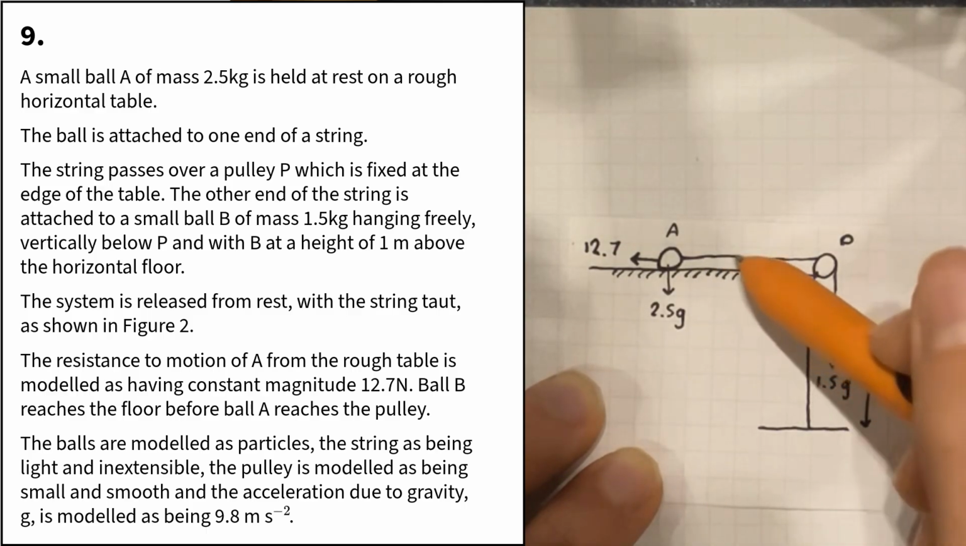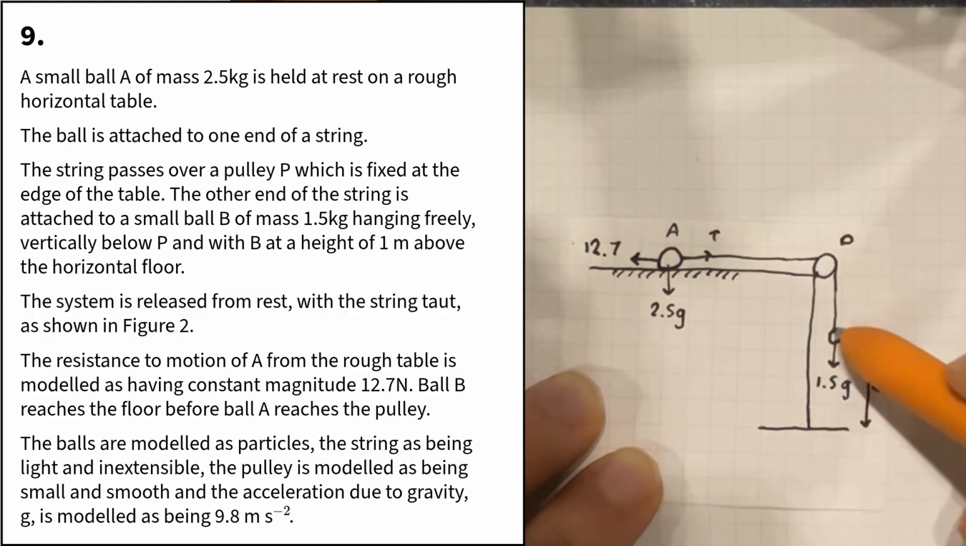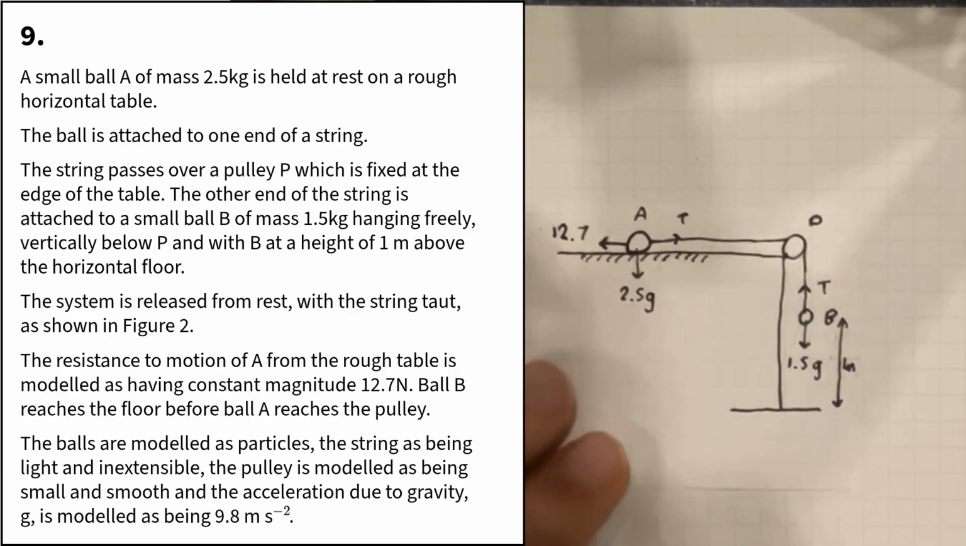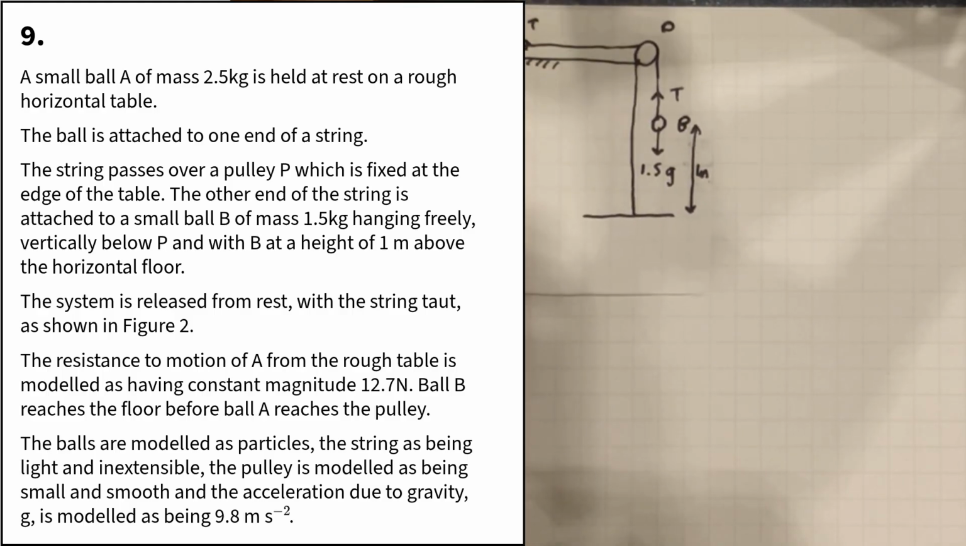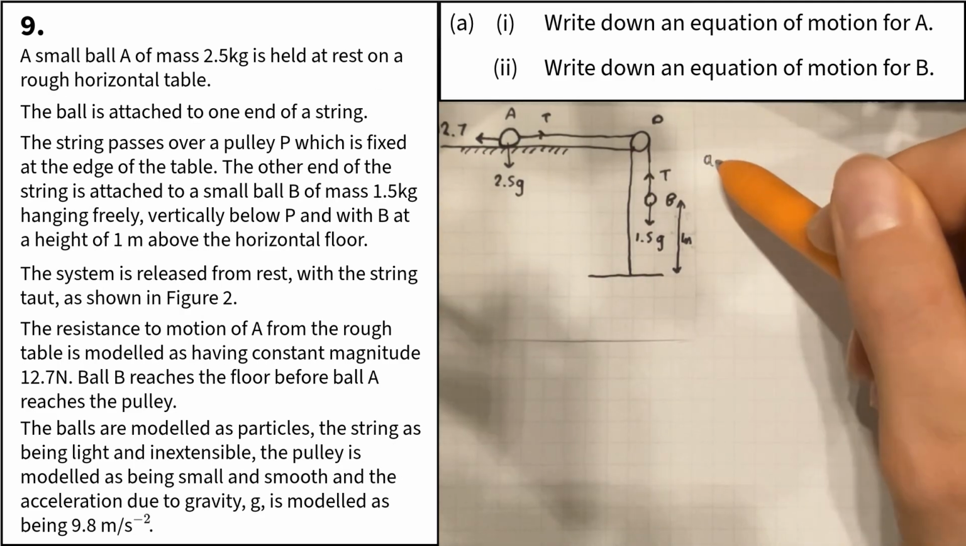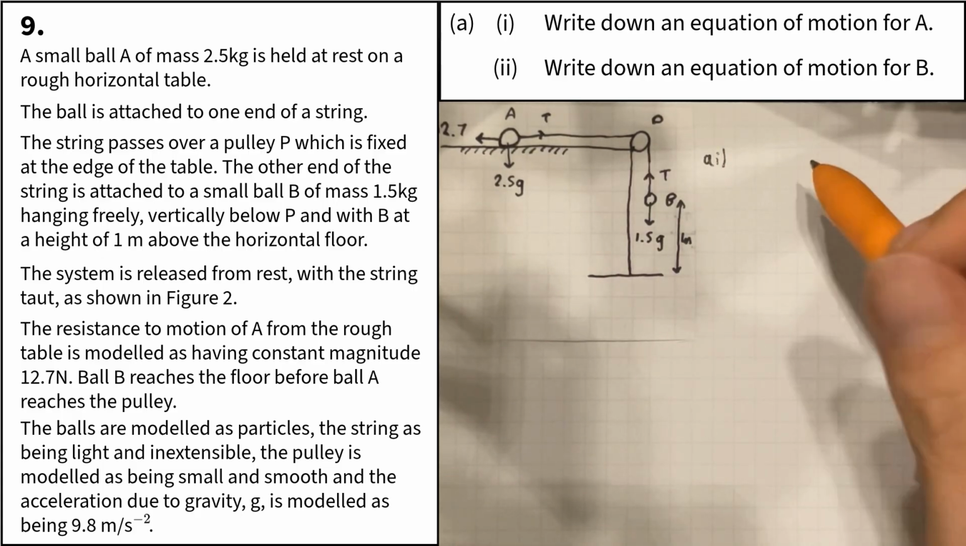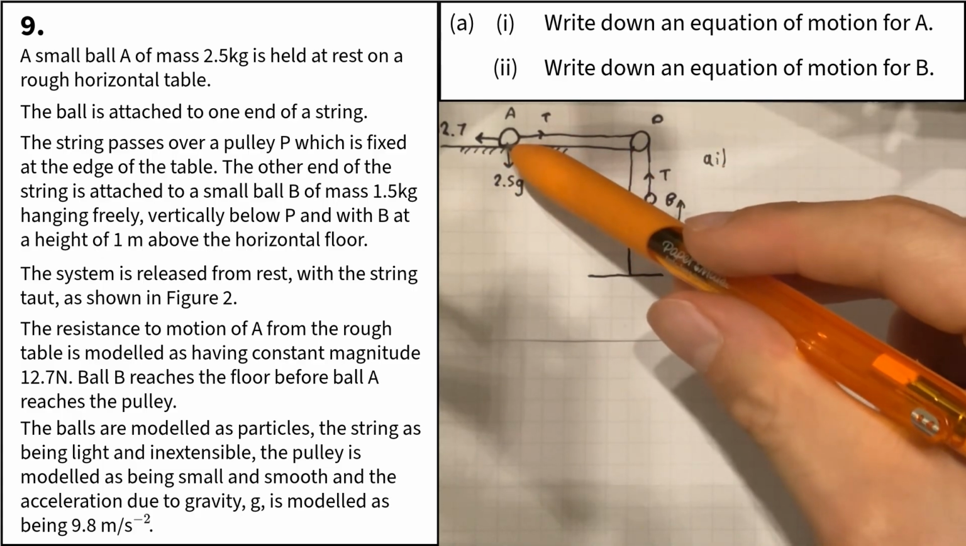Finally, some assumptions. The balls are particles. The string is light and inextensible. The pulley is modelled as being smooth and small, and the acceleration due to gravity is 9.8, but we already know those facts. Those are included in every question. On the diagram, I've also added the tensions. Remember, tension always goes away from the object.